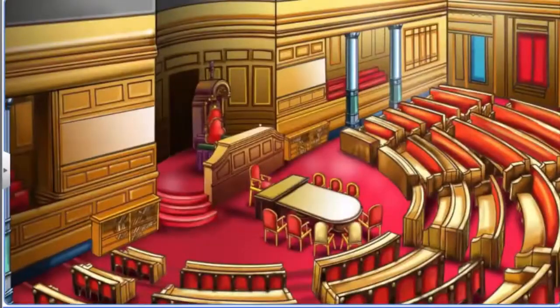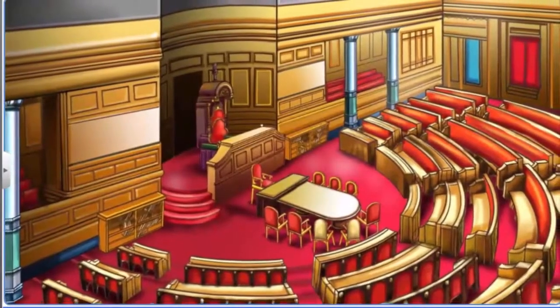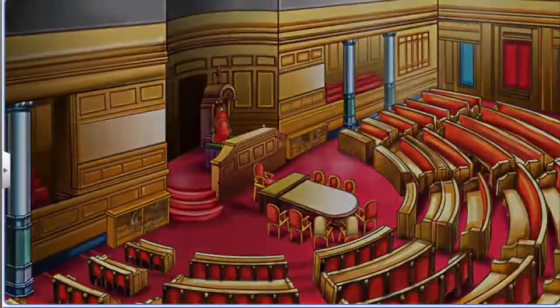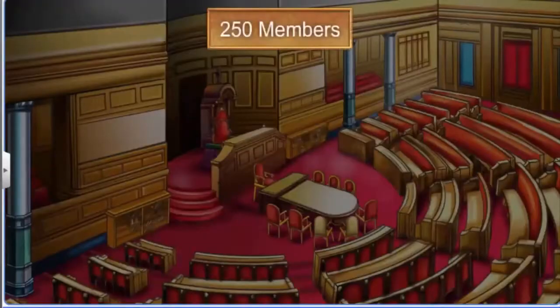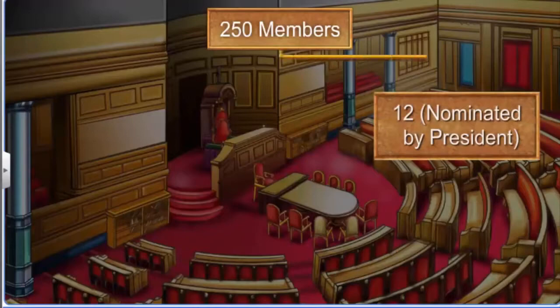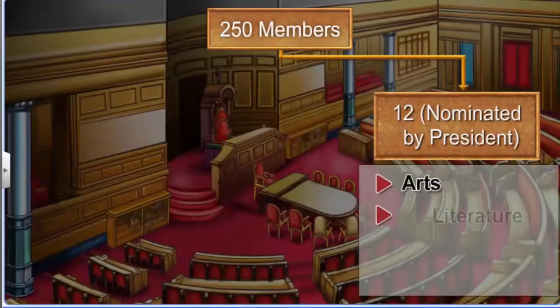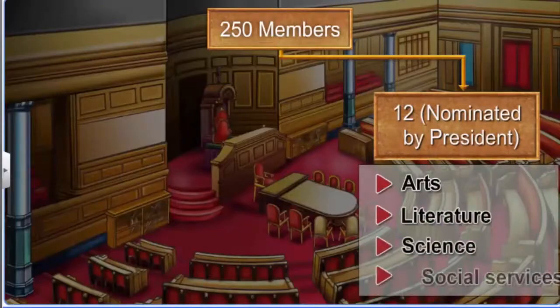The Rajya Sabha is the upper house of the Parliament of India. The Rajya Sabha consists of 250 members, of which 12 are nominated by the President of India for their expertise in specific fields of art, literature, science, and social services. These members are known as nominated members.